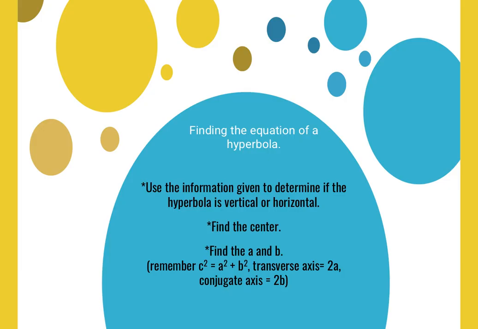All right, so we're going to use the information given to determine if the hyperbola is vertical or horizontal. That's where we'll start. We'll find the center, which is going to be halfway between any foci that they give you, or halfway between the vertices, or halfway between the covertices. You'll figure out your a and your b. Remember, the a is the distance from center to vertex. b, center to covertex.